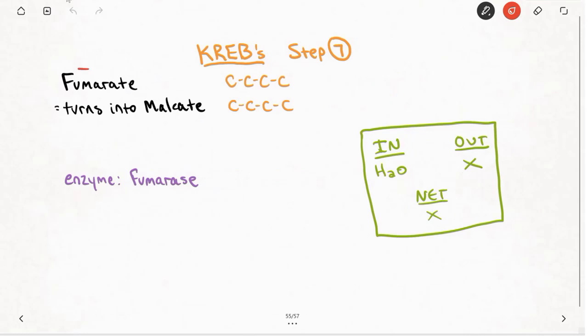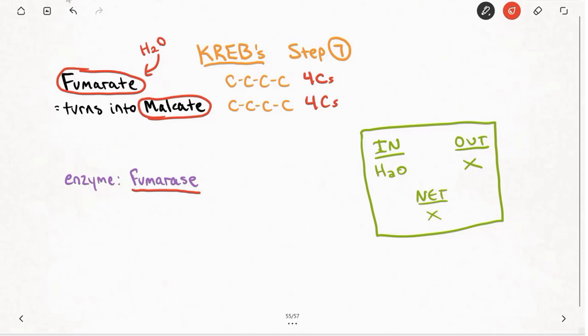Now, step 7, now that we have the fumarate, we're going to turn that into malate. Again, this is still 4 carbons, and this is 4 carbons. This is just an input of water, H2O, into fumarate, with the enzyme fumarase, because we're taking fumarate and the enzyme for it. The ase means the enzyme. And that's going to turn it into malate.